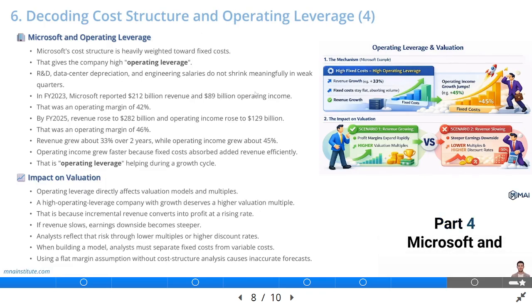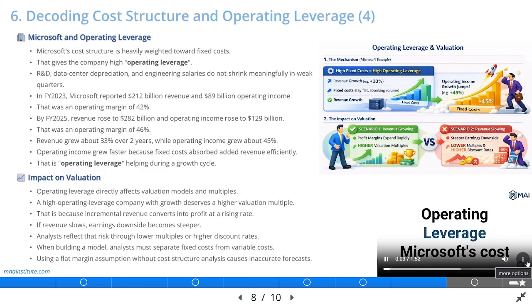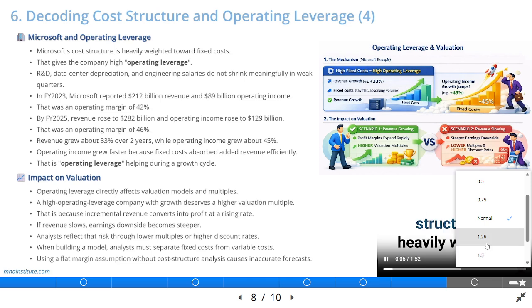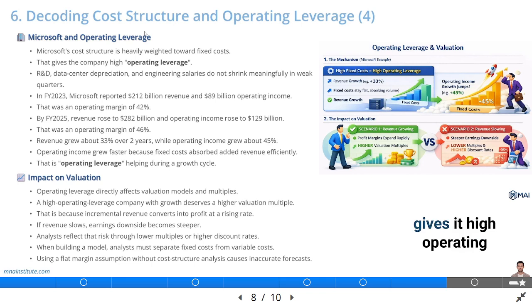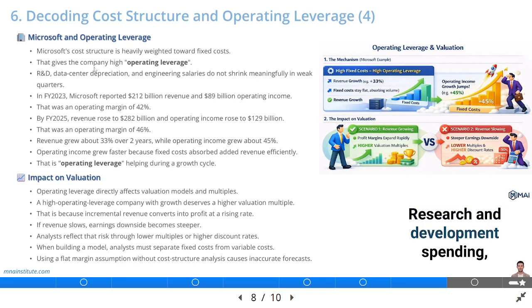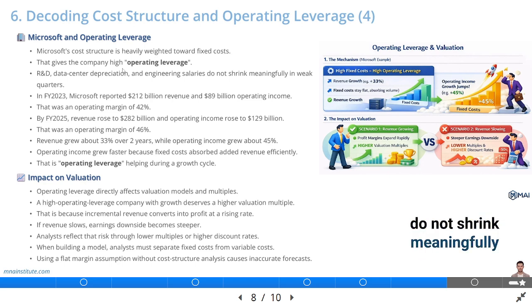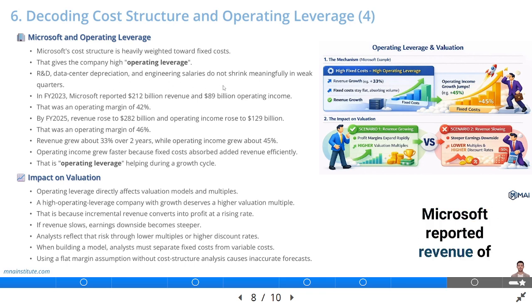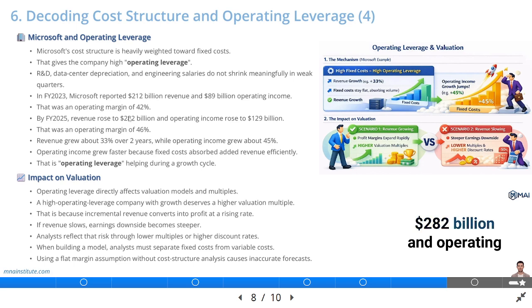Part 4. Microsoft and operating leverage. Microsoft's cost structure is heavily weighted toward fixed costs, which gives it high operating leverage. Research and development spending, depreciation on data centers, and salaried engineering headcount do not shrink meaningfully when revenue softens in a quarter. In fiscal year 2023, Microsoft reported revenue of $212 billion and operating income of $89 billion, an operating margin of 42%. By fiscal year 2025, revenue had grown to $282 billion and operating income had grown to $129 billion, an operating margin of 46%.